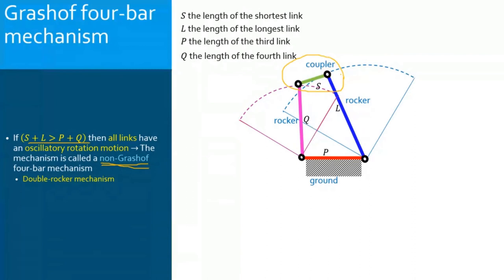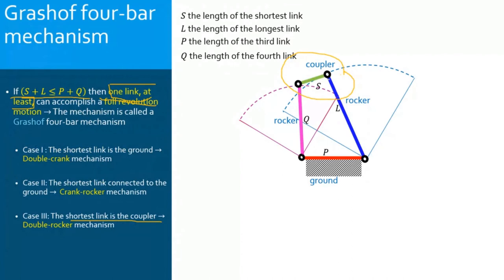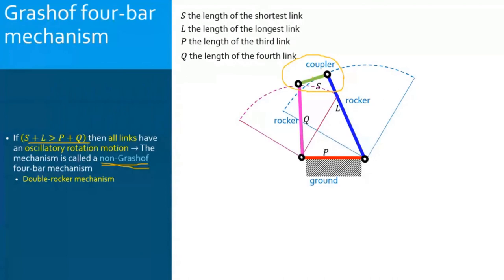In a non-Grashof double rocker mechanism, the coupler can go only back and forth. It cannot complete a full 360 degree revolution. But in case three here, yes, it's a double rocker, but the coupler can make a full 360 degree revolution. So this is the only difference between the double rocker Grashof and the double rocker non-Grashof. So these are the four cases of a four bar mechanism. Based on the length of bars and the position of the shortest link, we can predict what type of motion a four bar mechanism will have.